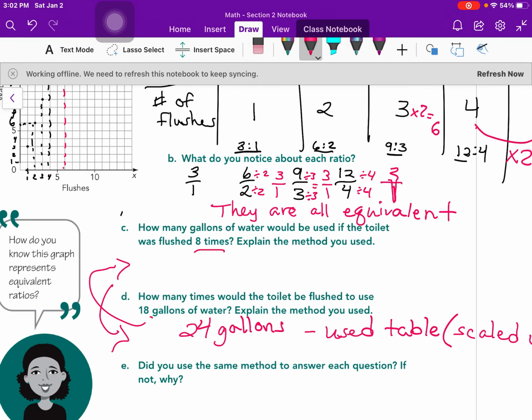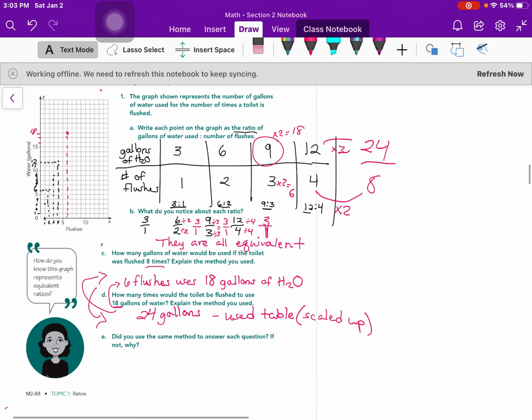So this is the question I'm actually answering. 6 flushes uses 18 gallons of water. It says, did you use the same method to answer each question? And if not, why? Now, you might have a totally different answer than me.